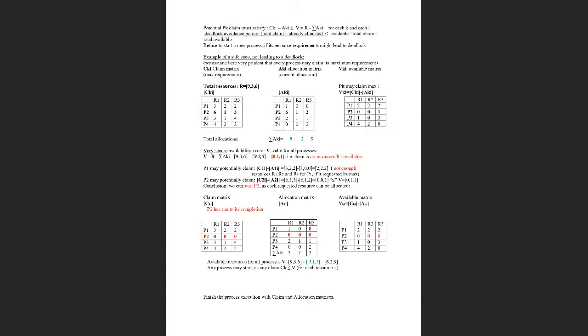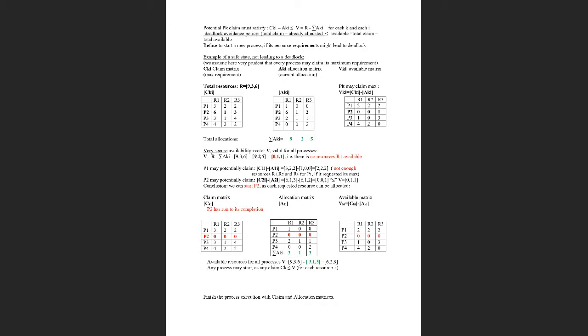P1 may potentially claim 2, 2, and 2, so there's not enough, because every component is bigger than whatever is available, which is 0, 1, 1. We cannot touch P1. P2 may potentially claim 0, 0, 1, so it may not claim R1, R2, but may claim one of resource 3, which is okay. In conclusion, we can start P2. Once we start P2, we change the situation in those three tables. P2 is done. We exclude it from the table altogether.